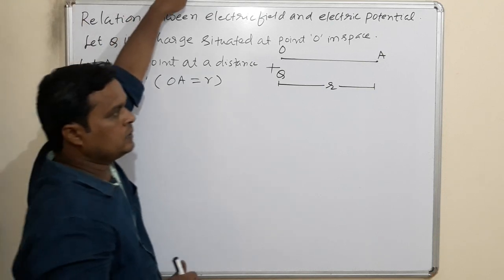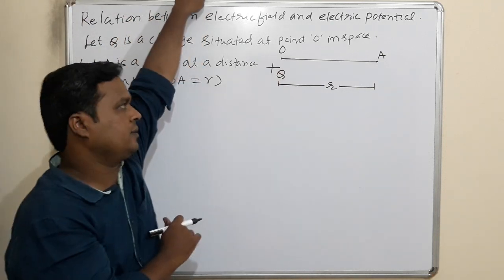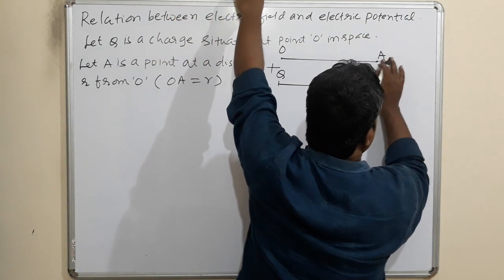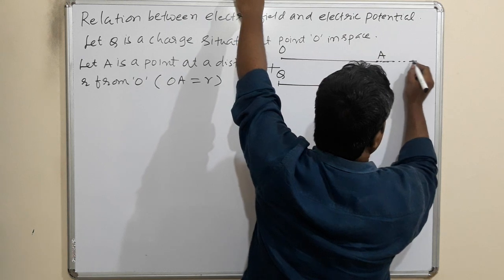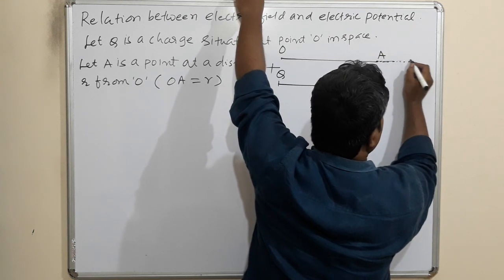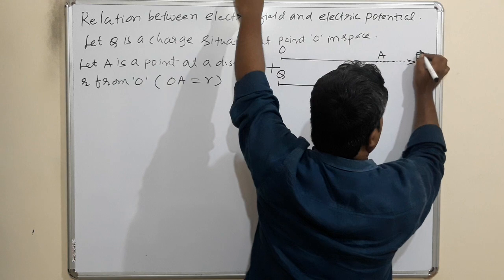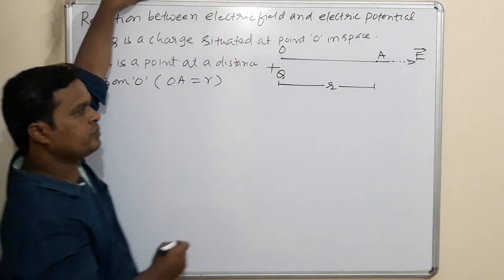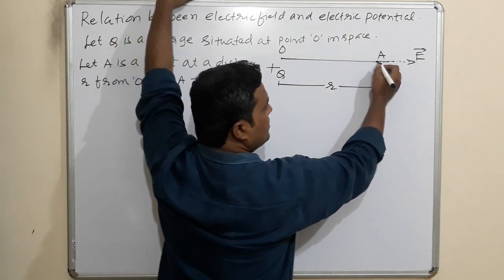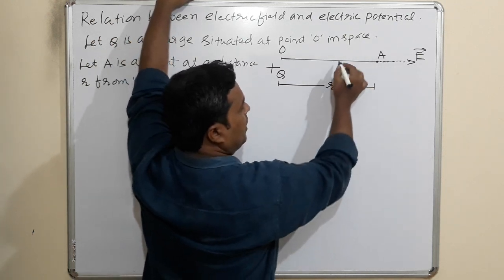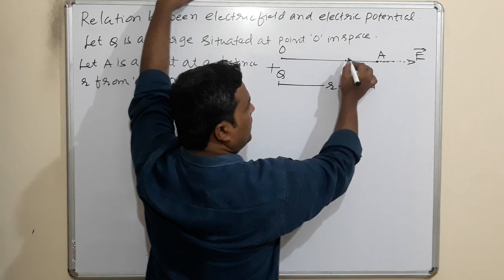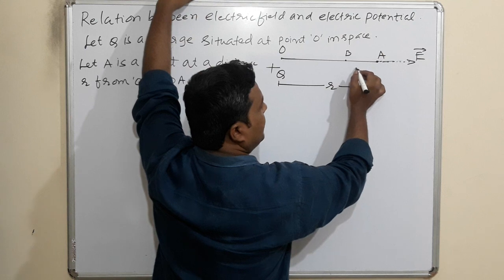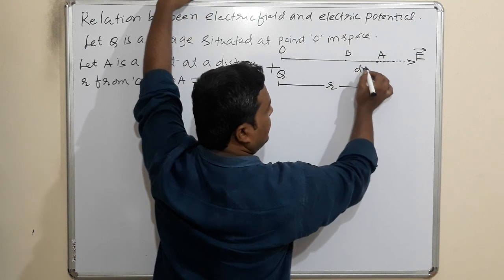Here you see, since this is a positive charge, the electric field due to this charge will be away from the charge because it is a positive charge. Electric field is away from the charge, and within this distance r, I will select one more point B. Then let us take this displacement as dr.